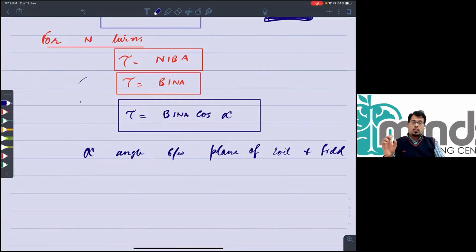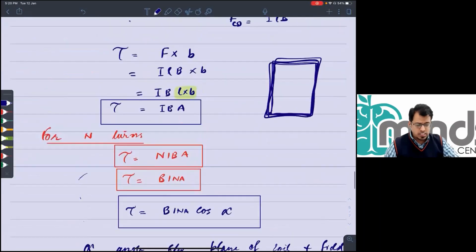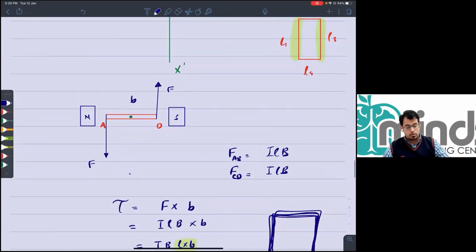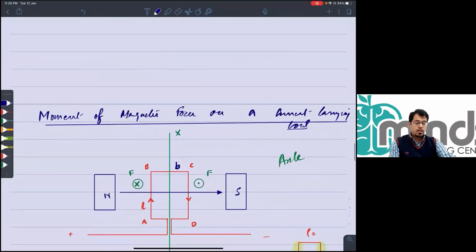So remember this thing. The moment on a current carrying coil is maximum when the coil is placed parallel to the field. The moment the coil rotates and becomes perpendicular, the moment becomes 0. This small topic was left from the portion of magnetism where we discussed I and B sin theta. I didn't discuss this thing, so I thought to explain.